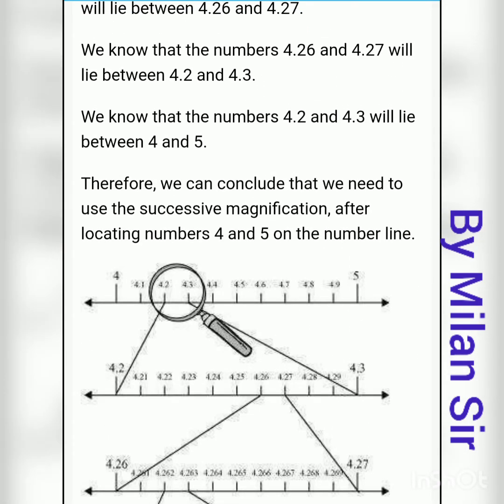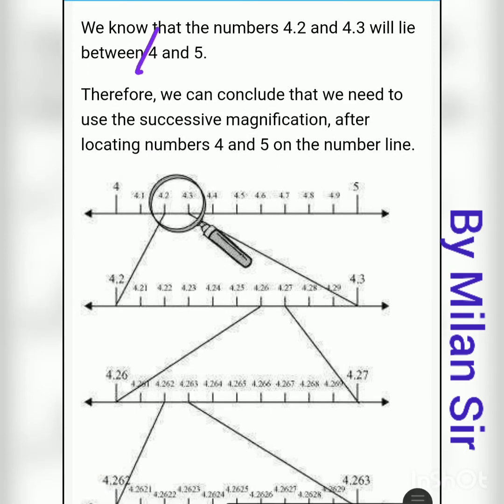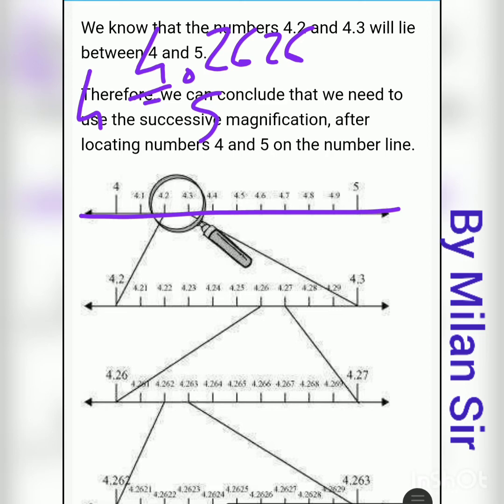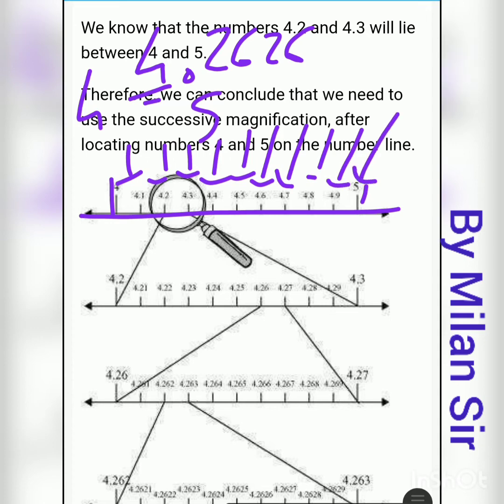So first of all we start with our number line. First write down this number, 4.2626. We start with 4. This number lies between 4 and 5, right? 4 point something. So draw one number line, 4 and here 5. In between we can represent decimal numbers: 4.1, 4.2, 4.3, 4.4, 4.5, 4.6, 4.7, 4.8, 4.9 and 5.